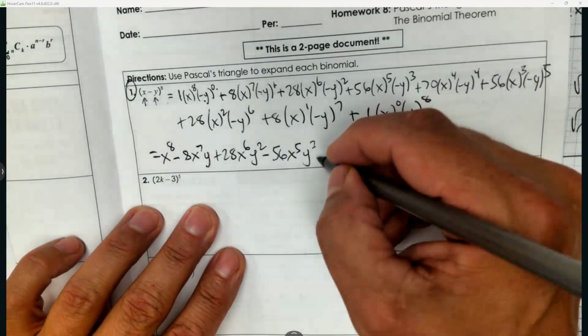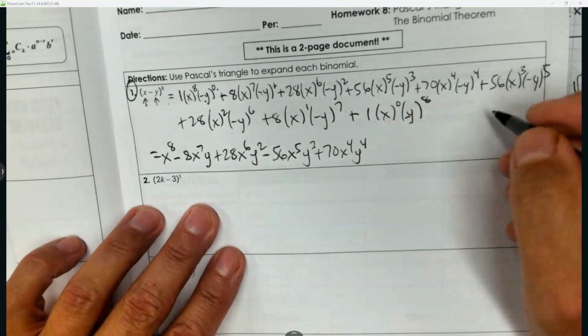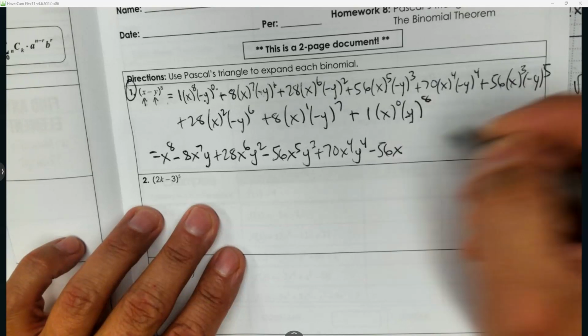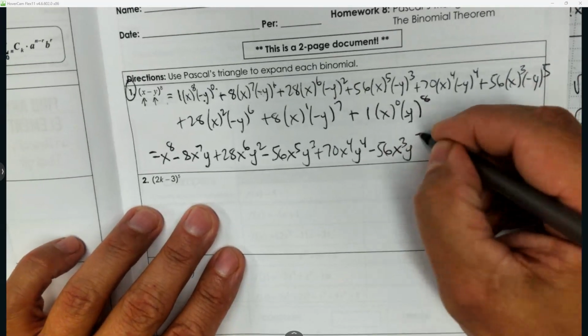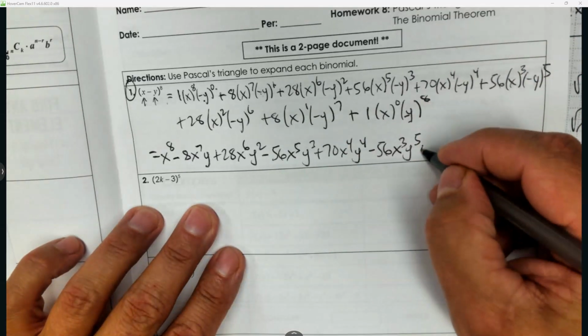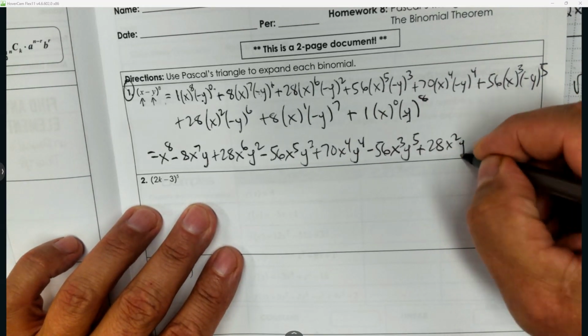70 x to the 4, y to the 4, even exponent, so it's plus 70. Odd exponent, so we're subtracting, x to the 3, y to the 5. Here, even exponent, so it's plus. See how it alternates signs? 28 x squared, y to the 6th.